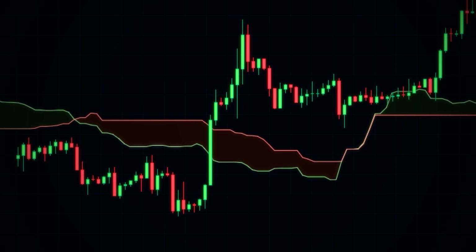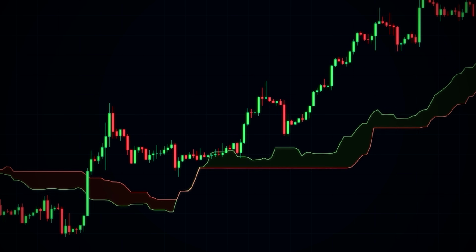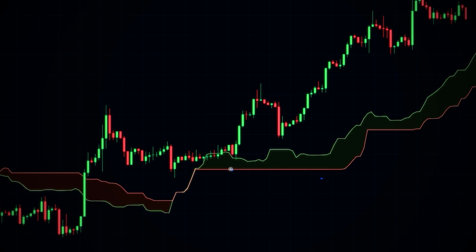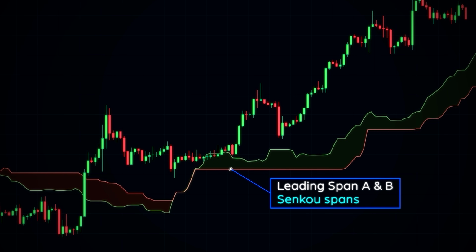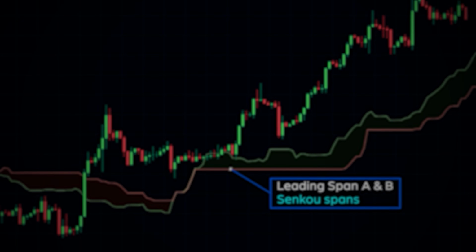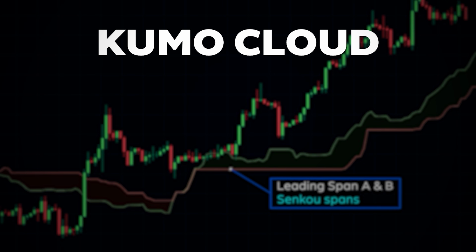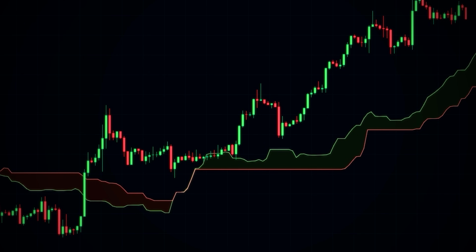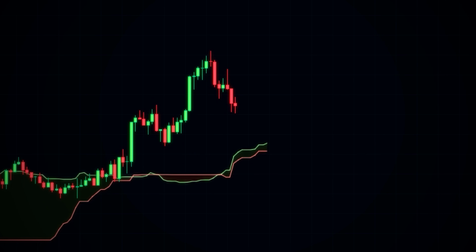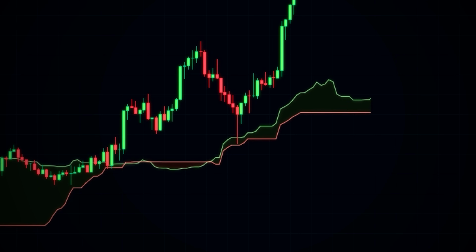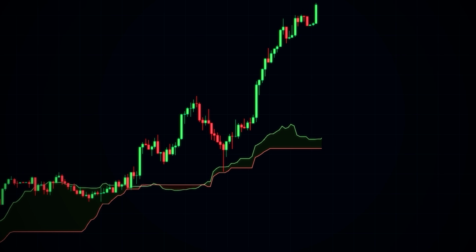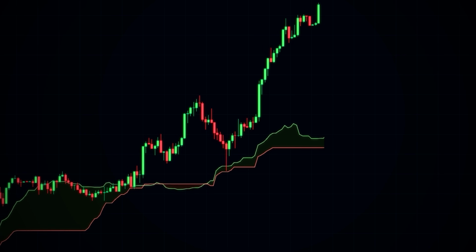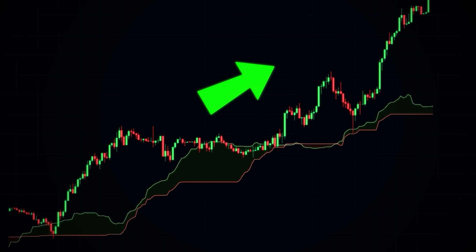Something you'll notice about this indicator is that it actually has a leading visual element to it. This is the A and B span, also known as Senkou spans. Together, they form the Kumo Cloud. And this is what stands out on the Ichimoku Cloud indicator. If you've ever seen it, this is probably what you remember. This cloud can be very useful for finding directional bias, potentially long and short opportunities, but it's best at describing the greater trend of a chart.